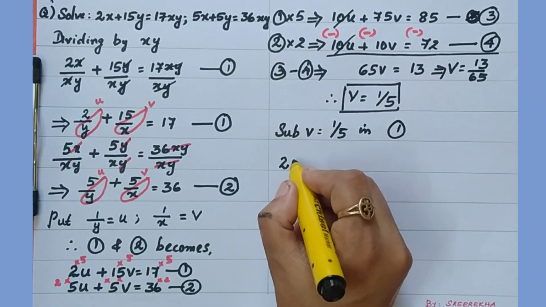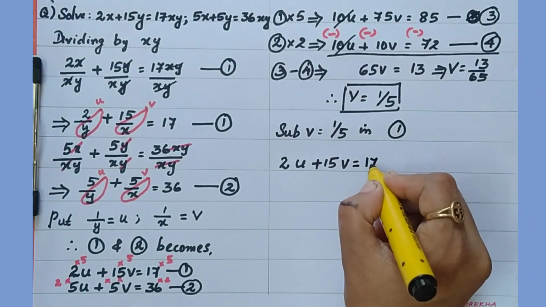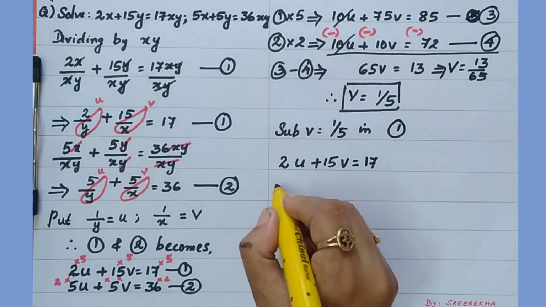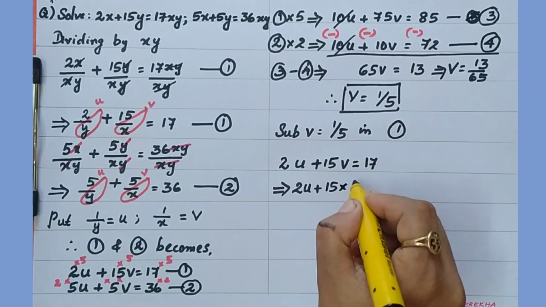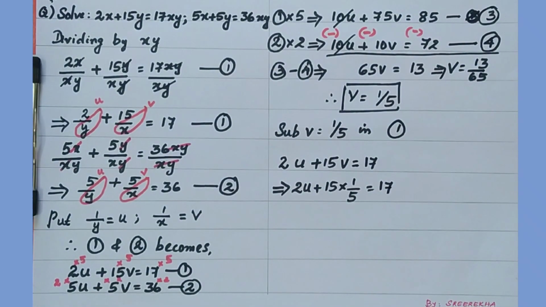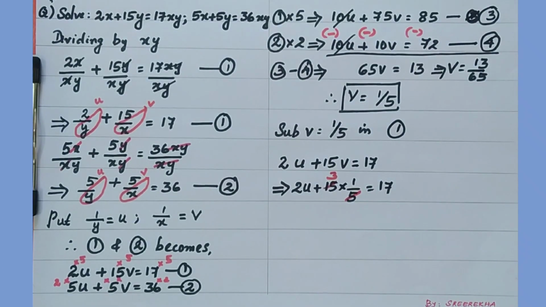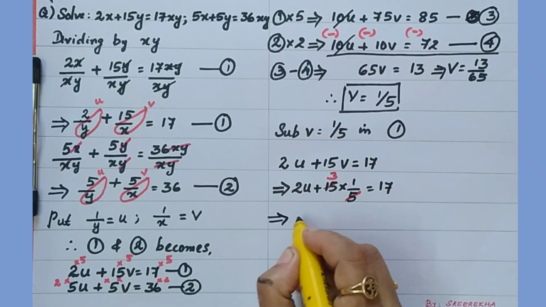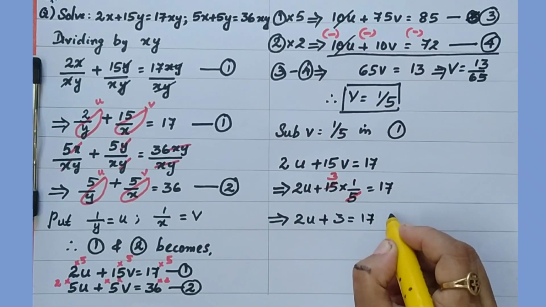Check first, what is the first equation? 2u plus 15v equal to 70. This is your equation 1. When substituting, you get 2u plus 15 into 1 by 5 equal to 17. Cancelling this 5 and 15, you get a 3 here. So, the remaining is 2u plus 3 equal to 17.